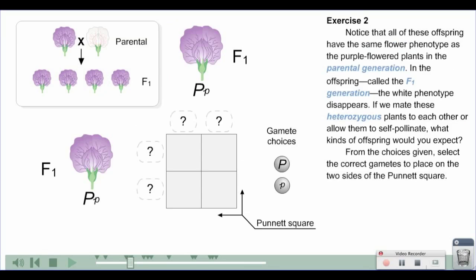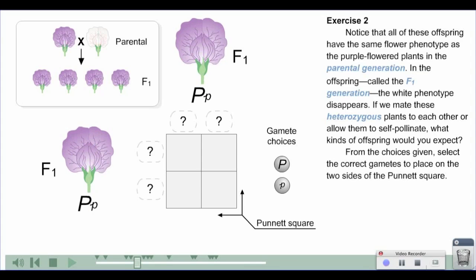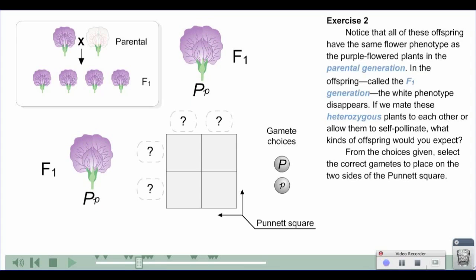Notice that all of these offspring have the same flower phenotype as the purple flowered plants in the parental generation. In the offspring, called the F1 generation, the white phenotype disappears. If we mate these heterozygous plants to each other, or allow them to self-pollinate, what kinds of offspring would you expect? From the choices given, select the correct gametes to place on the two sides of the Punnett square.